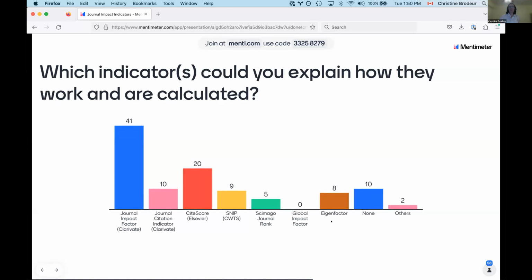Okay, and here, how they're calculated, super interesting. As you can see, most of you have less information on how they're actually calculated, which is kind of expected. So no surprise here. I'm happy that there are zero people for the global impact factor, because I will come back to it a bit later on.